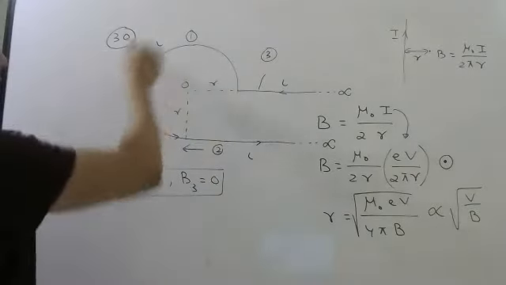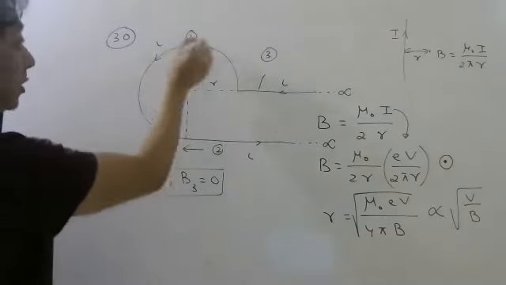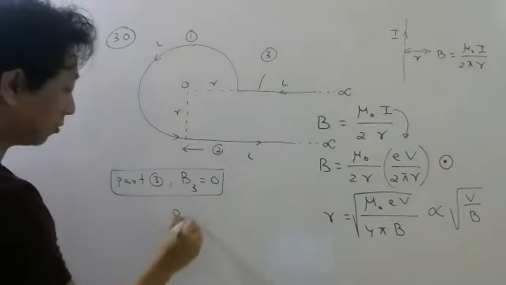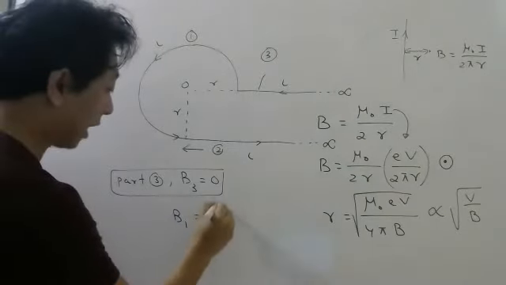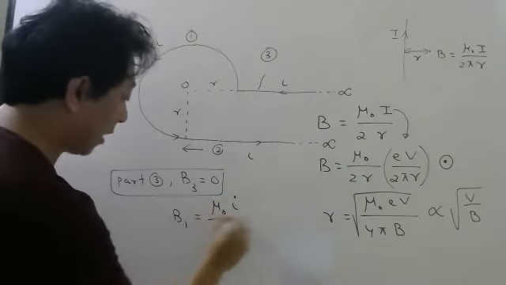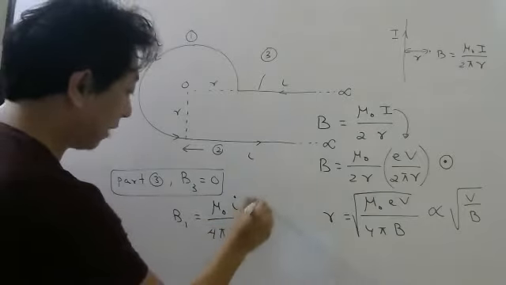Now this part is an arc. This is not a complete circle. So this is the first part. So magnetic field due to the circular part, what was the formula for arc? Mu naught by 4 pi, I by R, into phi.